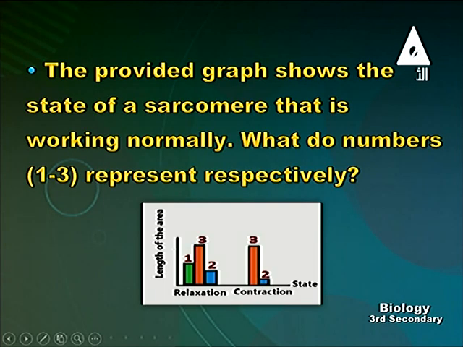The provided graph shows the state of a sarcomere that is working normally. What do the numbers 1 to 3 represent respectively? As you can see in the opposite figure, number 1, number 3, number 2 during relaxation. And during contraction, number 1 disappears. Number 3 stays as it is without any change in its length. And number 2, its length decreases in the case of contraction of the muscle.